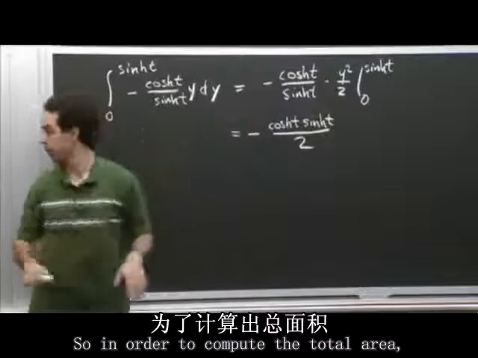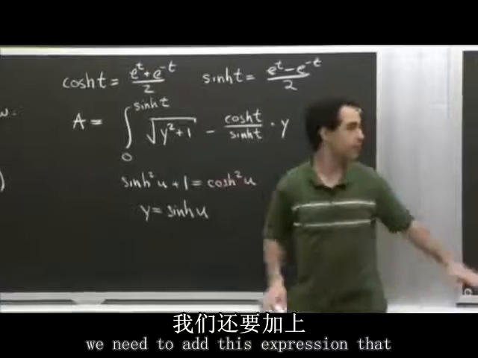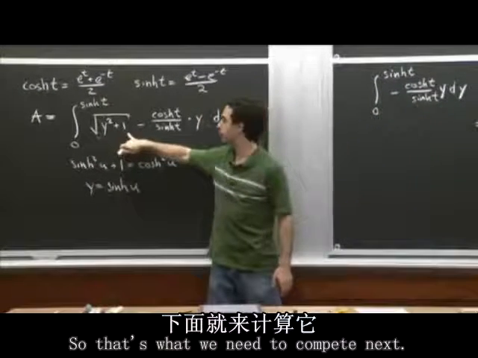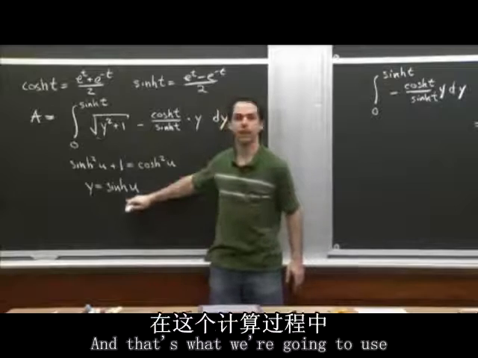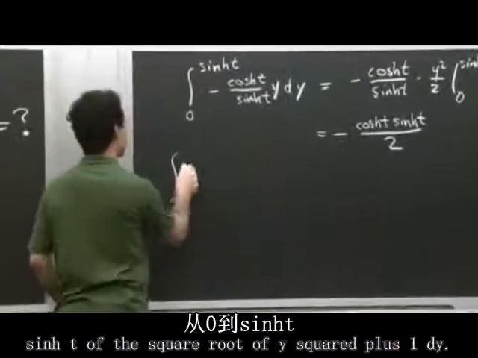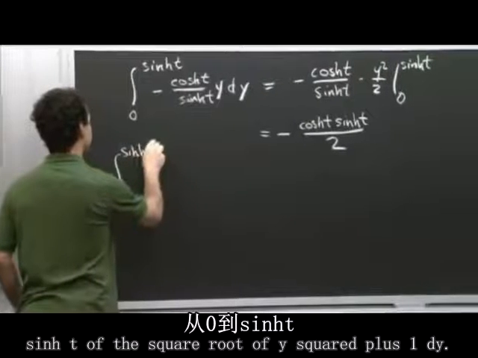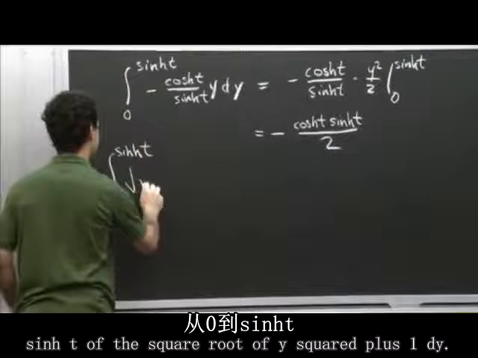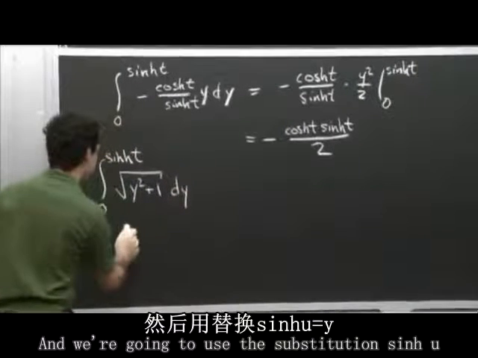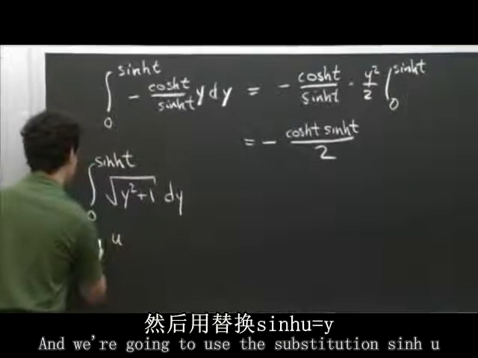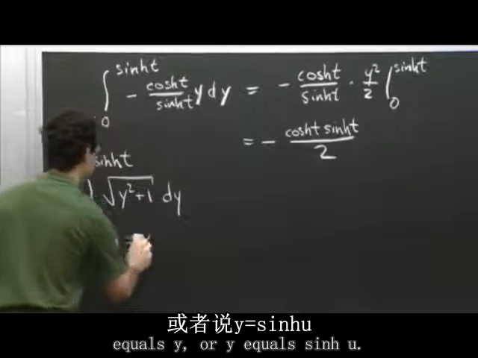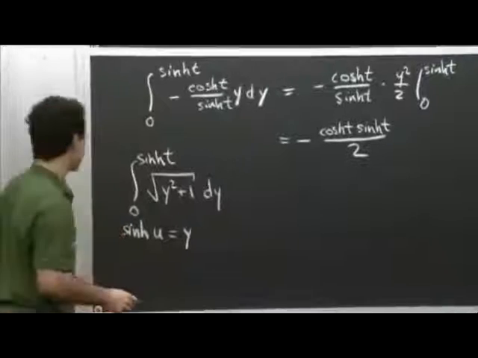So in order to compute the total area, we need to add this expression that we just computed to the integral of this first part. So that's what we need to compute next. And that's what we're going to use the hyperbolic trig substitution on. So we're going to compute the integral from 0 to sinh t of the square root of y squared plus 1 dy. And we're going to use the substitution sinh u equals y, or y equals sinh u.